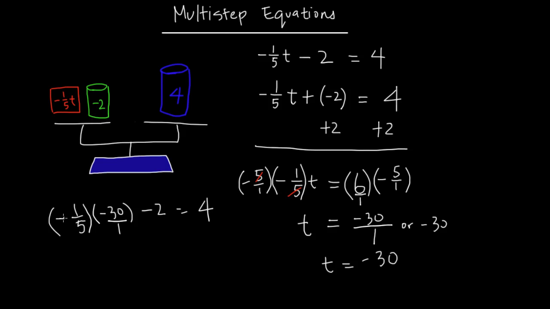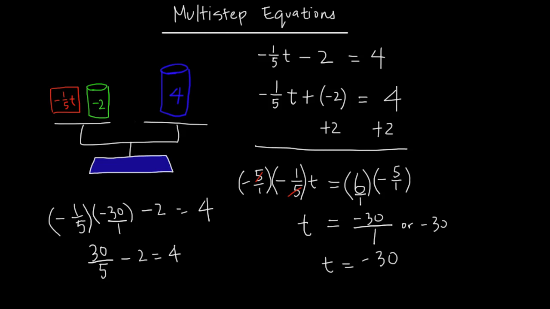When we have a negative 1 times a negative 30, a negative times a negative gives us a positive 30. And in the denominator, we have 5 times 1, which is equal to 5. And we're going to subtract 2, and we should get 4. Let's go ahead and simplify 30 and 5.